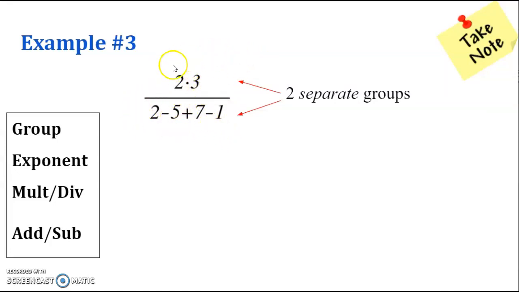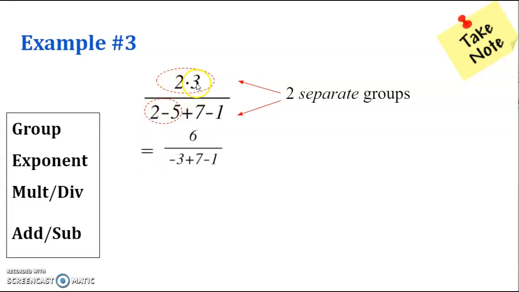That means we need to evaluate one group first, and the other group second, and then you need to do the division. Okay, so what's 2 times 3? 2 times 3 is 6. And what's 2 minus 5? 2 minus 5 is, let's see, the signs are different. That means we're going to find the difference between 5 and 2. So 5 minus 2 is 3, and the 5 is the bigger number between 2 and 5, and it has a negative sign, so the answer is going to be negative 3.